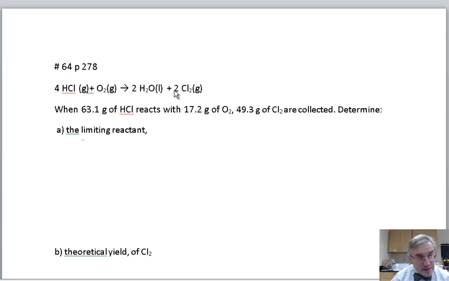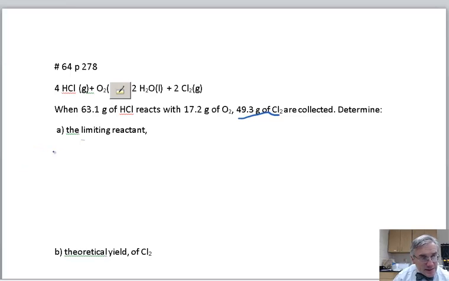So to do this, it says that we have been given 63.1 grams of hydrochloric acid. That's going to react with 17.2 grams of oxygen. Okay, and then it tells us also that 49.3 grams of chlorine gas are collected. Okay, so that's what you can actually get out of this in the experiment. Okay, so let's run through this.